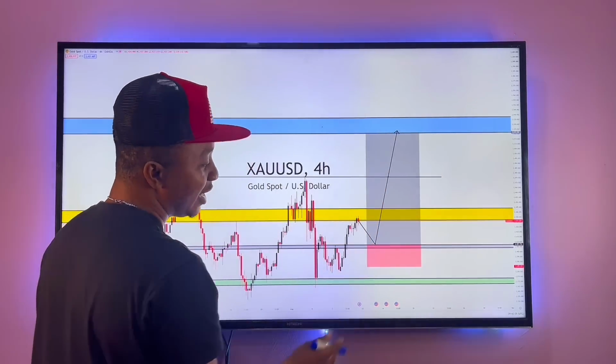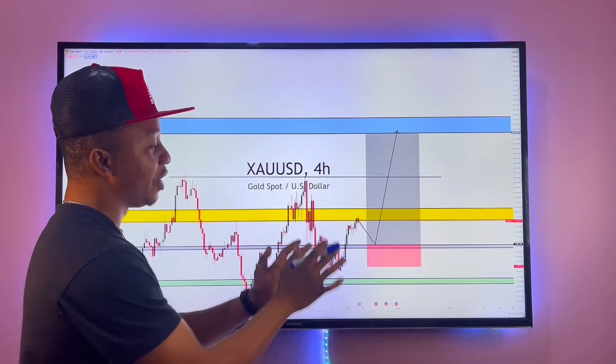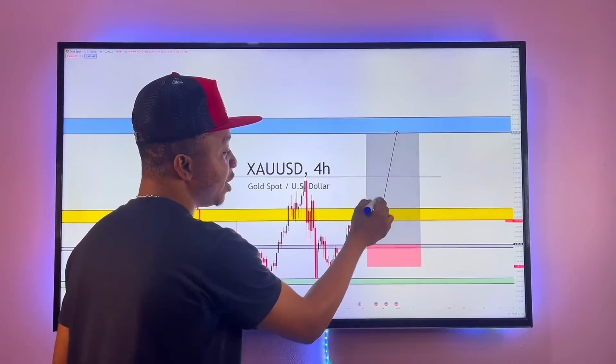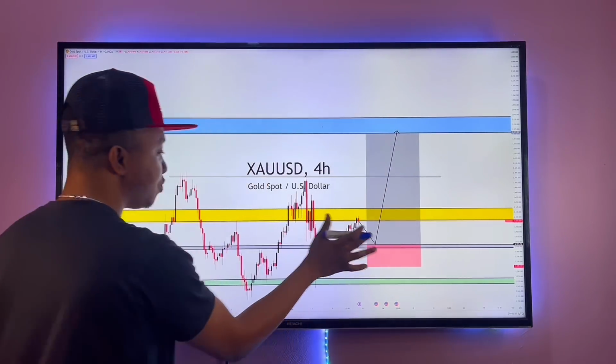So if it becomes invalid, that is not all. It doesn't mean that we are not coming back again. We'll come back, but look for a different entry in the same direction. So that's it for now.